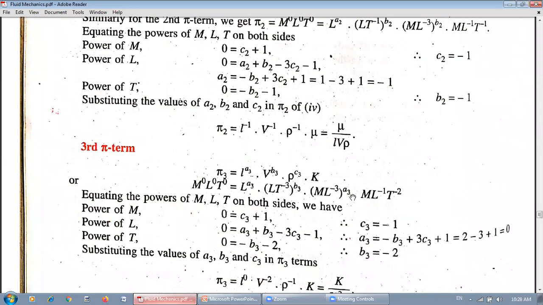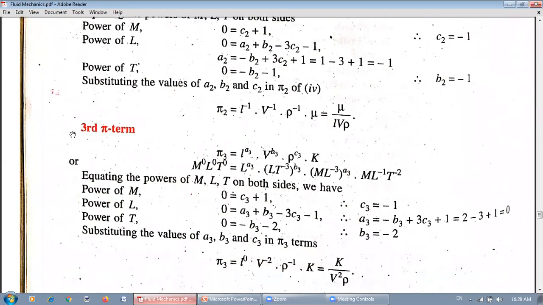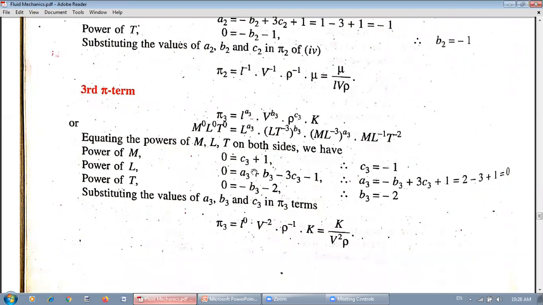So likewise for the third pi term, you have to find out the equation for the third pi term. So pi3 is equal to L V rho, these are the repeating variables. The non-repeating one is K. So the dimensions of K are M L minus 1 T minus 2. Again, you have to equate the power of M L T on both sides. So when we are equating the power of M, it is 0 again equal to M, that is C3.